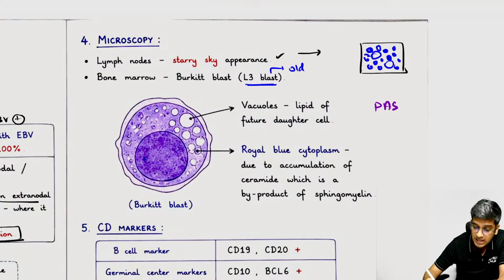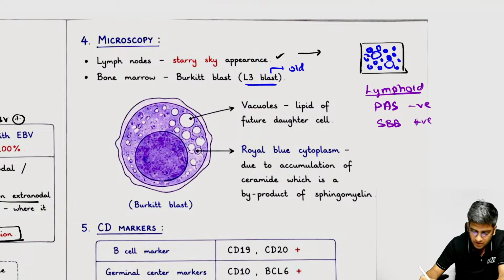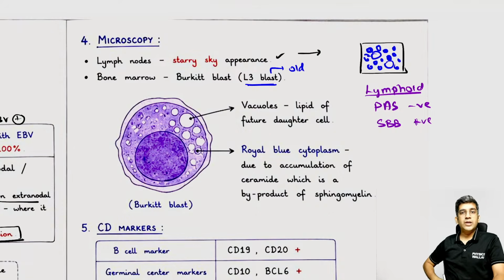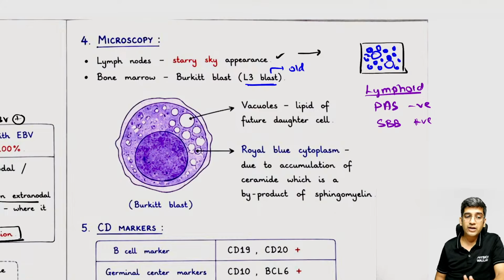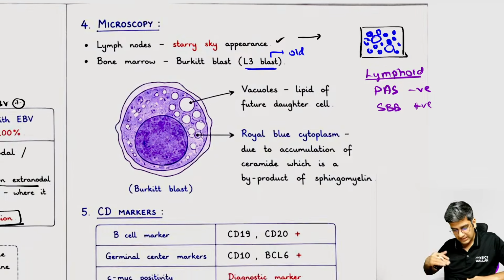This is unique. Burkitt's is a lymphoid blast. It's an L3 blast where PAS is negative and SBB is positive. That's unique. A normal lymphoid blast is PAS positive and SBB negative. Burkitt's blast is the opposite. I want you guys to remember that, right? That's a classical finding of Burkitt's blast.